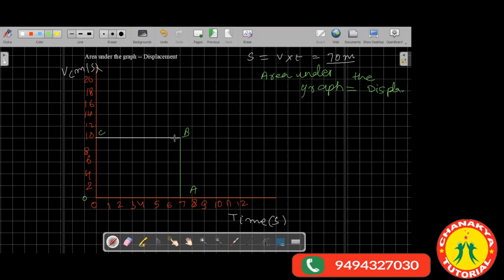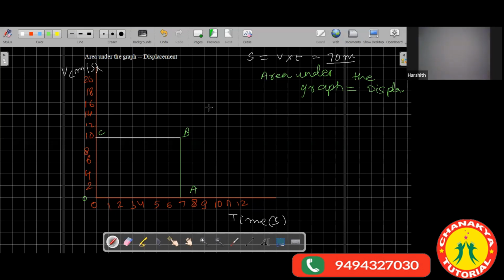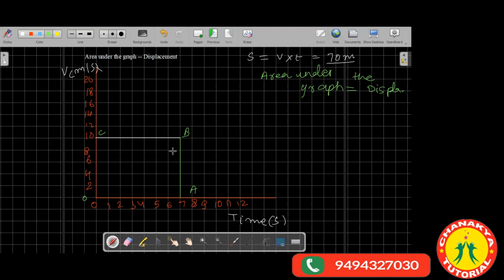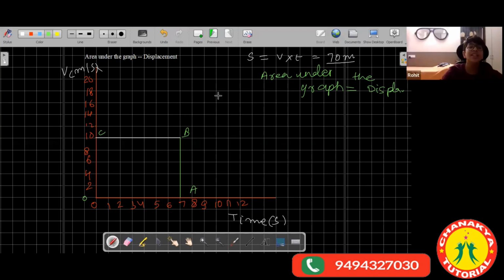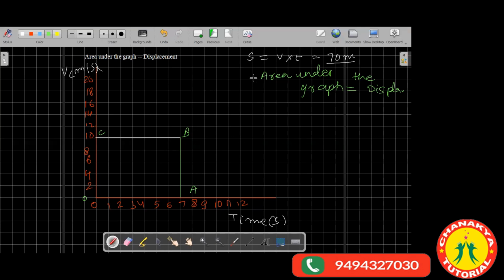So here the length of this rectangle is 7 and the breadth is 10. Multiply 10 by 7, that's 70 meter. Got it? Isn't displacement V by T? No, displacement is V multiplied by T. Velocity is S by T.